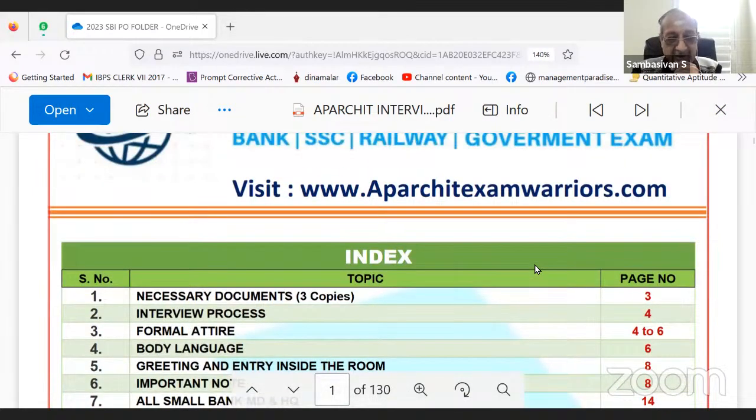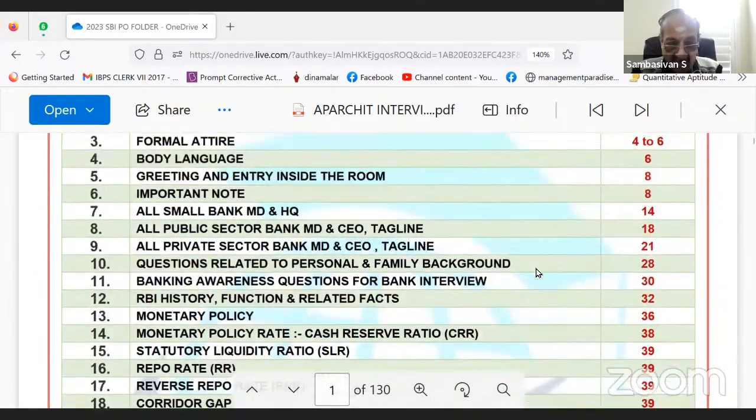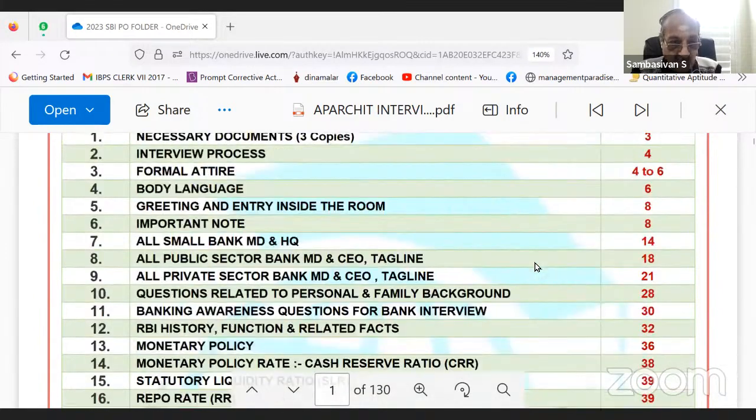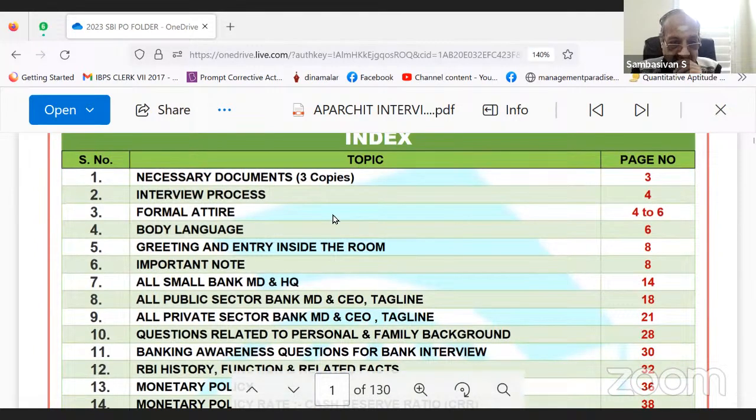No, but everybody is telling the same thing. But if you find it convenient for you to read, you may read this. For example, this contains the headings alone will do for us. What are the necessary documents you have to carry? What is the interview process about, the formal dress, body language, greeting and entry inside the room?